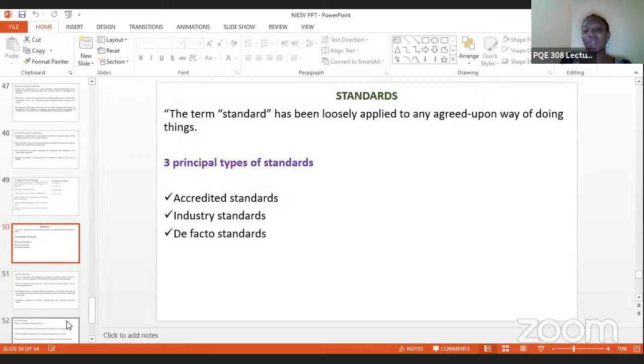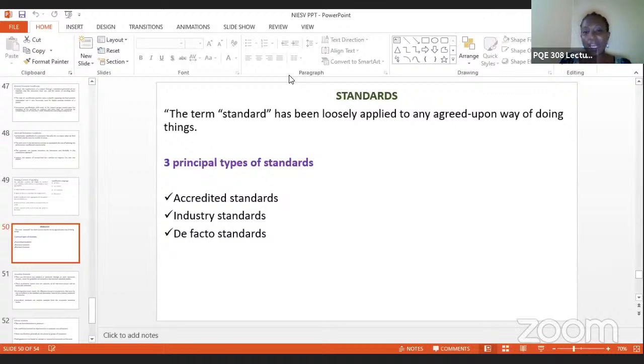So the last topic we are going to talk about is standards. The term standard looks familiar. Actually, standards are embedded in construction specifications, because there's no way you're going to come up with your construction specifications without quoting or referring to some standards. So standards are embedded inside your specifications. So what are standards?